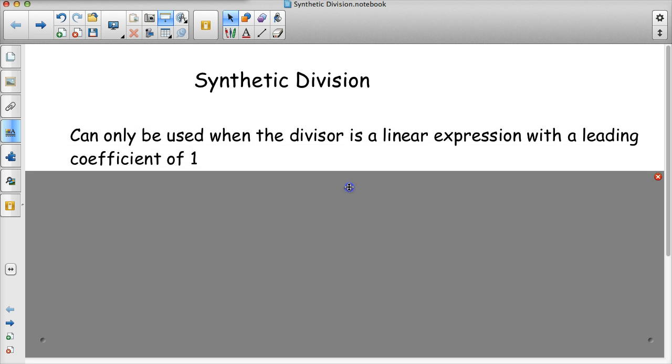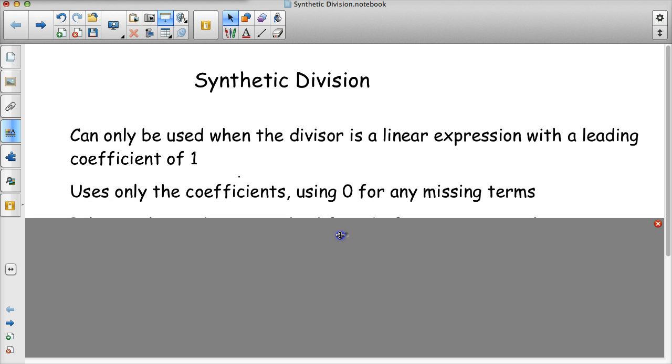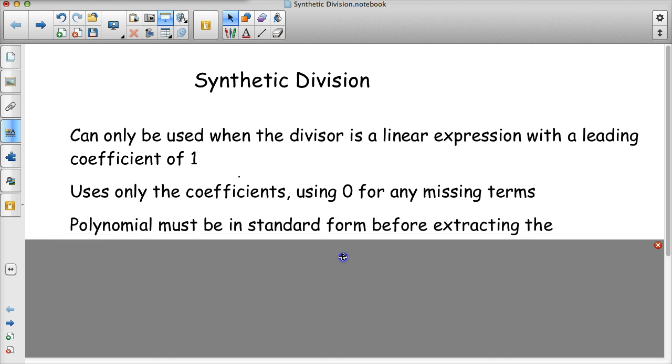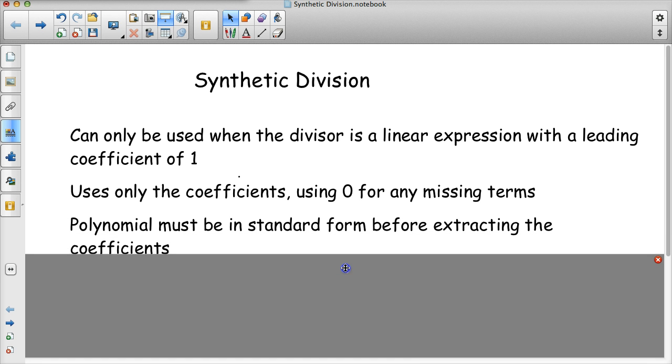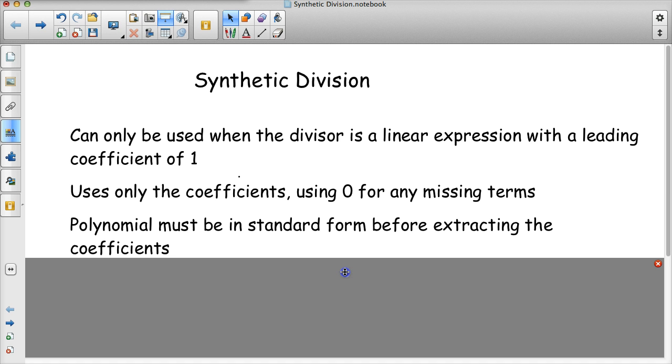is that we can only use synthetic division when the divisor of our polynomial is a linear expression with a leading coefficient of 1. Second, we only use the coefficients, but we must use a 0 or a placeholder of 0 for any missing terms in our polynomial. The polynomial must be in standard form before we extract the coefficients. In other words, before we put the coefficients into our synthetic division.